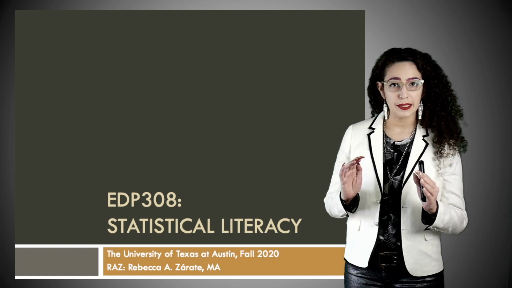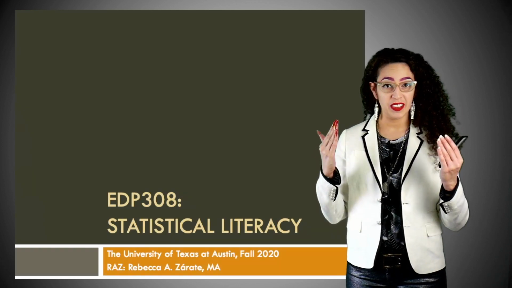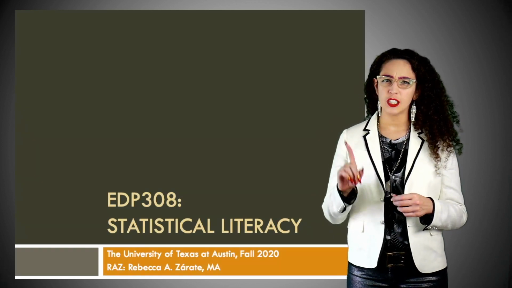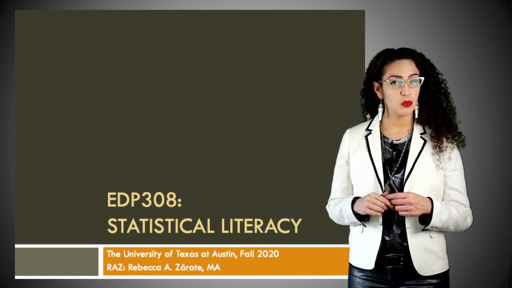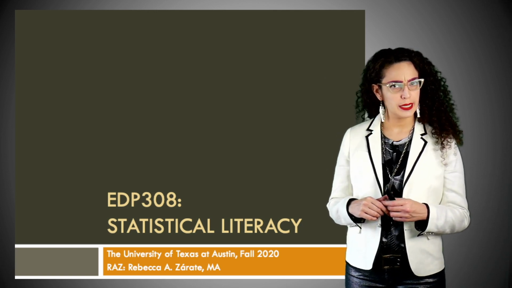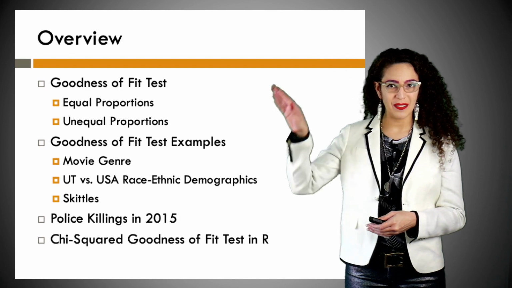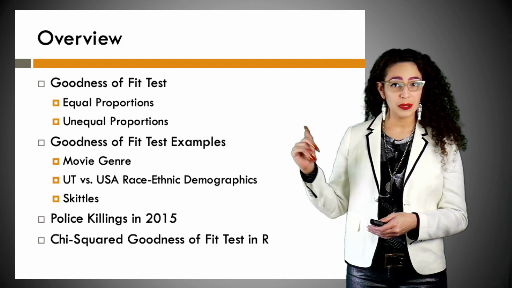We have looked at two variables to see if they are independent. Now we're going to just look at one variable and see if it is what we would expect. So let's get into it. In this lesson, we will cover the goodness of fit test. We will do a few examples.